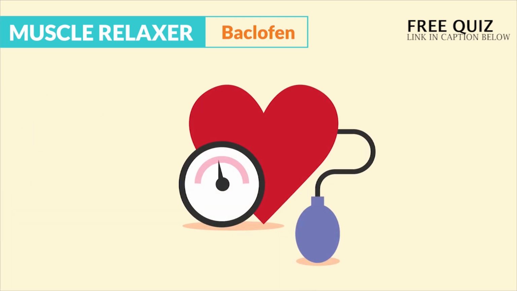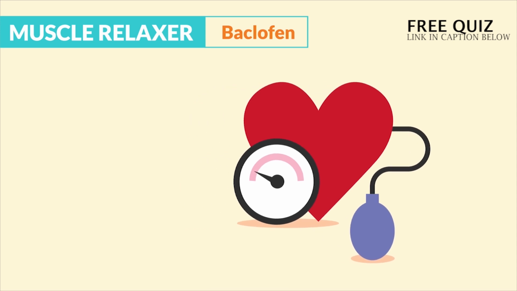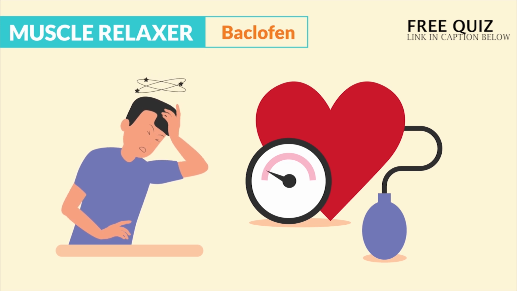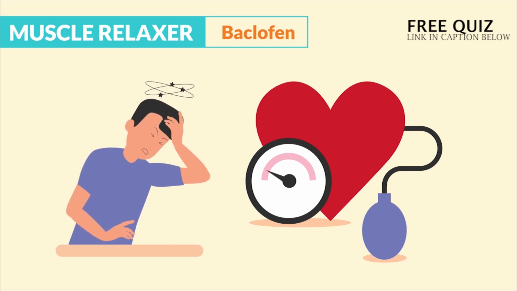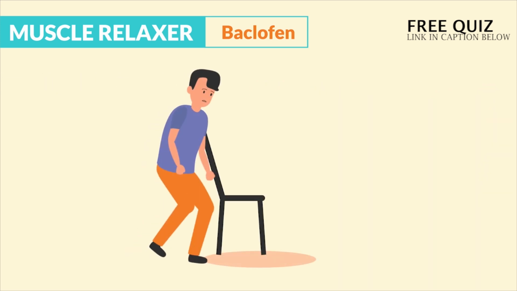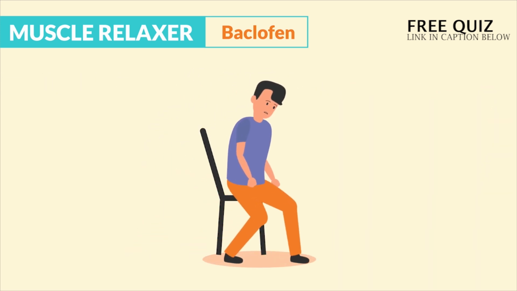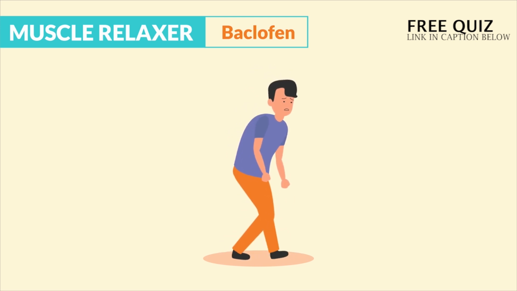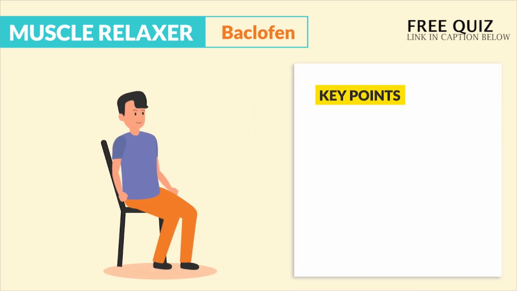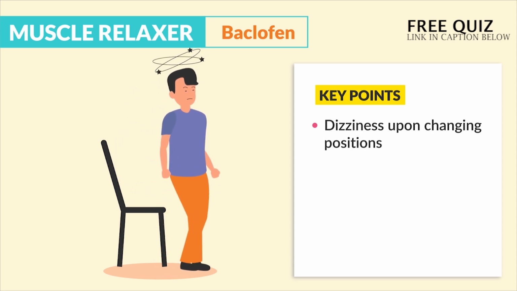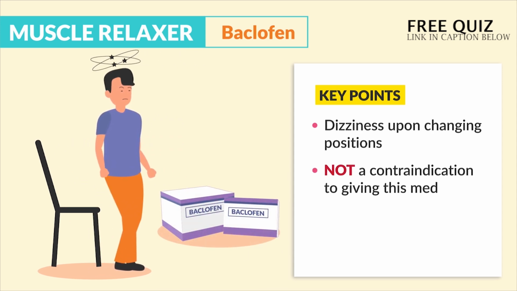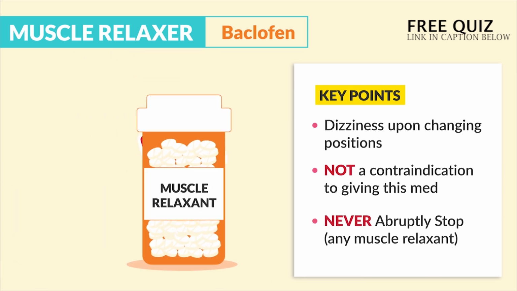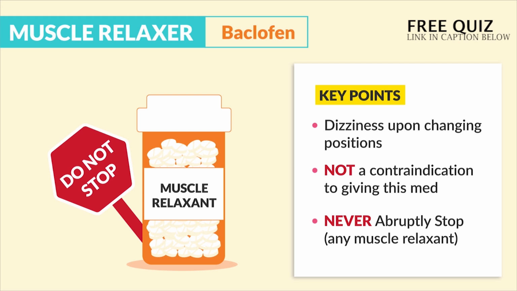And secondly, we get a low and slow blood pressure with orthostatic hypotension, basically dizziness upon standing. Now, this is to be expected and is not an adverse effect. So we teach slow position changes to prevent falls. Just think, when the BP is low, then we gotta go slow. So the key point here is dizziness upon changing positions is not a contraindication to giving this med. So we continue to give it. And we never abruptly stop any muscle relaxant.